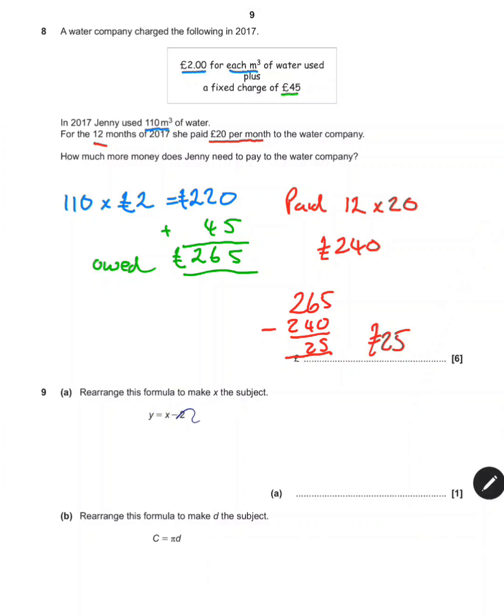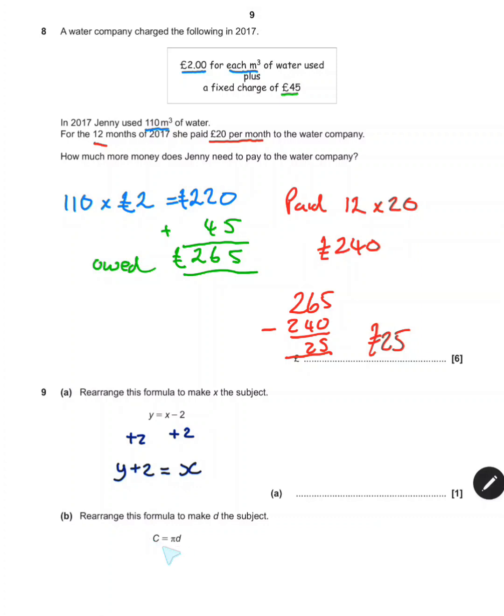Question 9 says, rearrange this formula to make x the subject. Well, we want x to be on its own. We've currently got a take 2. The opposite of take 2 is add 2. And on the left hand side, you've got your y and then the add 2 that you just wrote down. The equal sign stays, and this take 2 add 2 vanishes. So you're just left with x. X is now the subject because it's on its own.